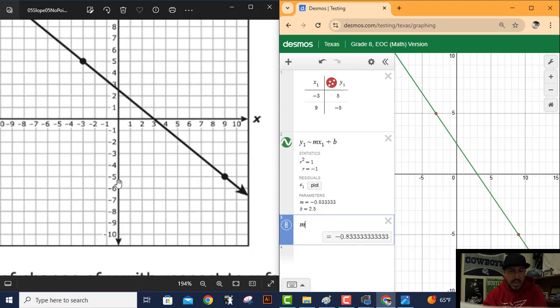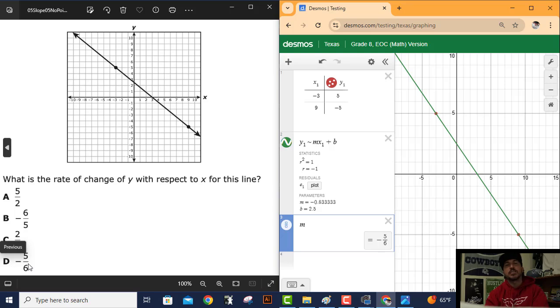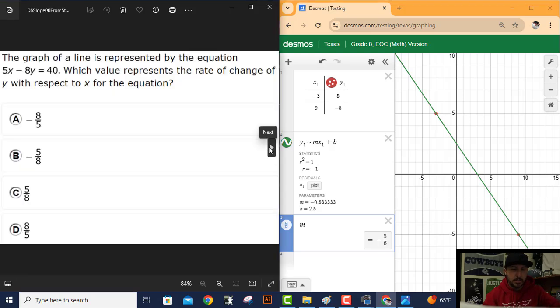I see a -0.833. Look at these choices. They're all fractions. Are you ready for the fraction? Yes, we are. -5 over 6. Gotcha. It's choice D. And you're good. All right, this one they didn't give you points. We had to go find the points.